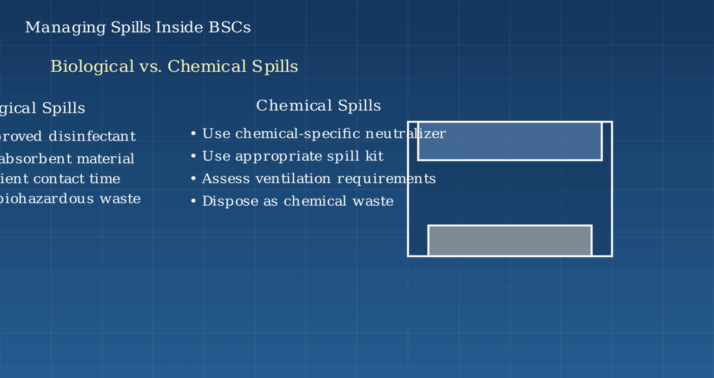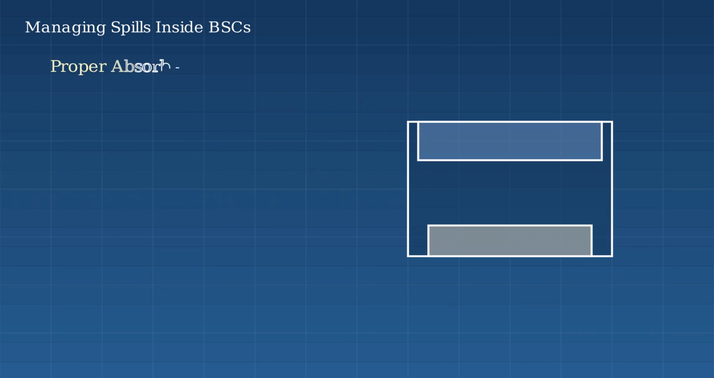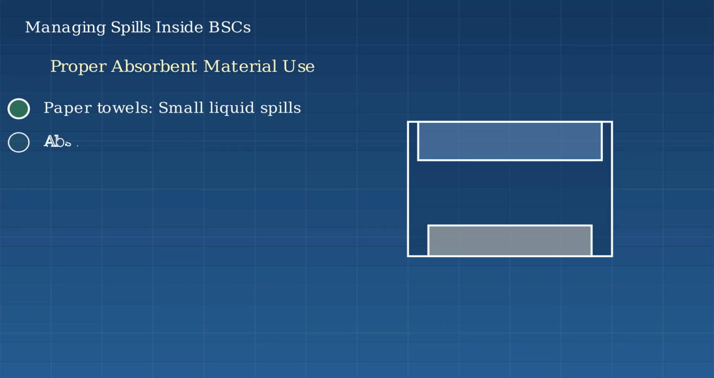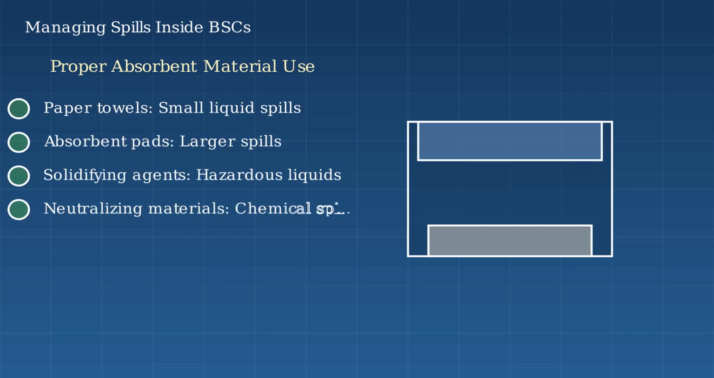For chemical spills, use the appropriate chemical-specific neutralizer and spill kit, assess ventilation requirements, and dispose as chemical waste according to regulations. Using the proper absorbent material is crucial for effective spill management. Paper towels are suitable for small liquid spills, while absorbent pads are better for larger spills. Solidifying agents can help contain hazardous liquids, and specialized neutralizing materials should be used for chemical spills.